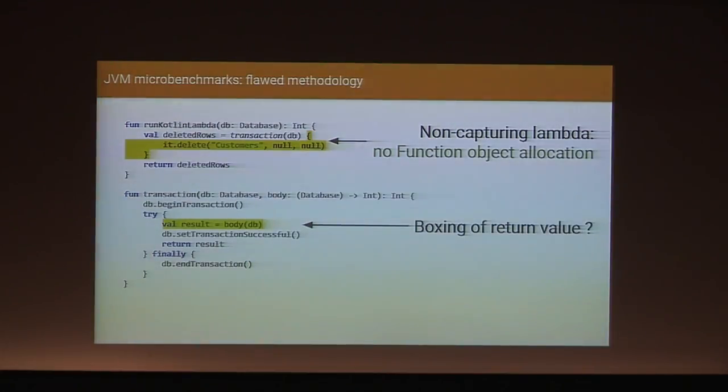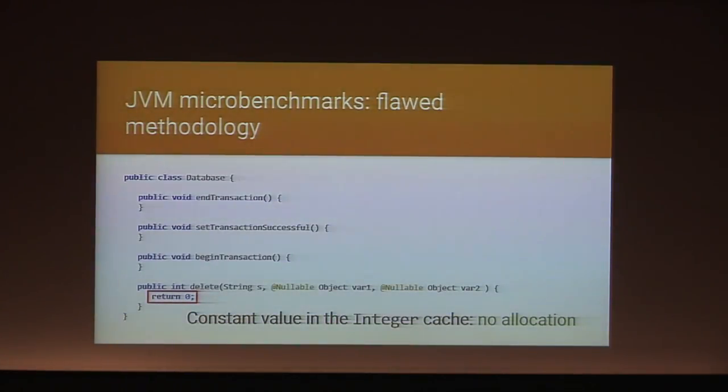And the other cost is the boxing. Our method is returning an int, and if we want to measure the overhead of the boxing to integer, we need to return a different int for each method call. If we take a look at the dummy implementation of the database object in the benchmark, the delete method is actually returning zero. So it's always returning the same value, which means that the JVM may optimize that. And also, it's inside the integer cache. You may know that in Java, there is a cache for small int values, so there will be no memory allocation for this value. So we are not measuring any real impact here.